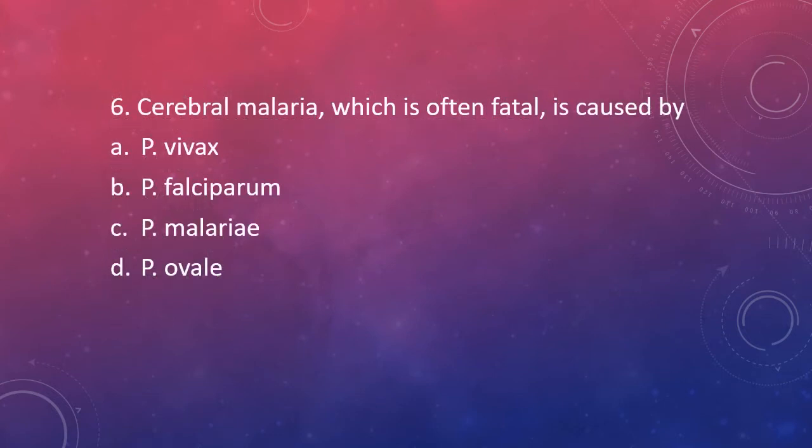Question 6. Cerebral malaria, which is often fatal, is caused by option A, Plasmodium vivax, option B, Plasmodium falciparum, option C, Plasmodium malariae, or option D, Plasmodium ovale. Cerebral malaria is often fatal is caused by. The correct answer is option B, Plasmodium falciparum. Plasmodium falciparum is the most dangerous and the deadly species of plasmodium which causes malaria.